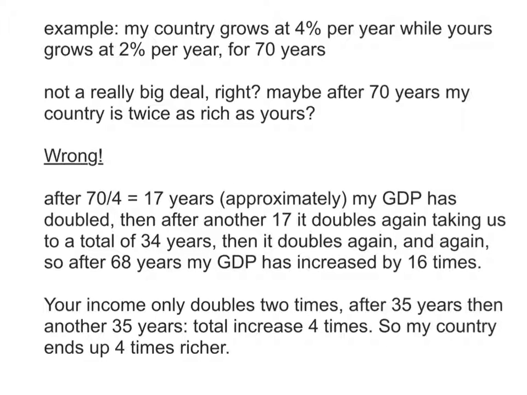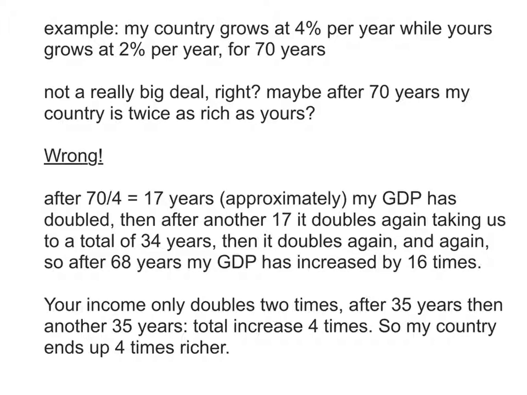Maybe after 70 years, my country might be twice as rich as yours, let's say. That's the intuition. But the intuition is wrong. If you use the rule of 70, a growth rate of 4% maintained for 70 years will cause GDP to increase by 16 times. But if your income is growing at only 2%, then after 70 years, total income has increased by 4.